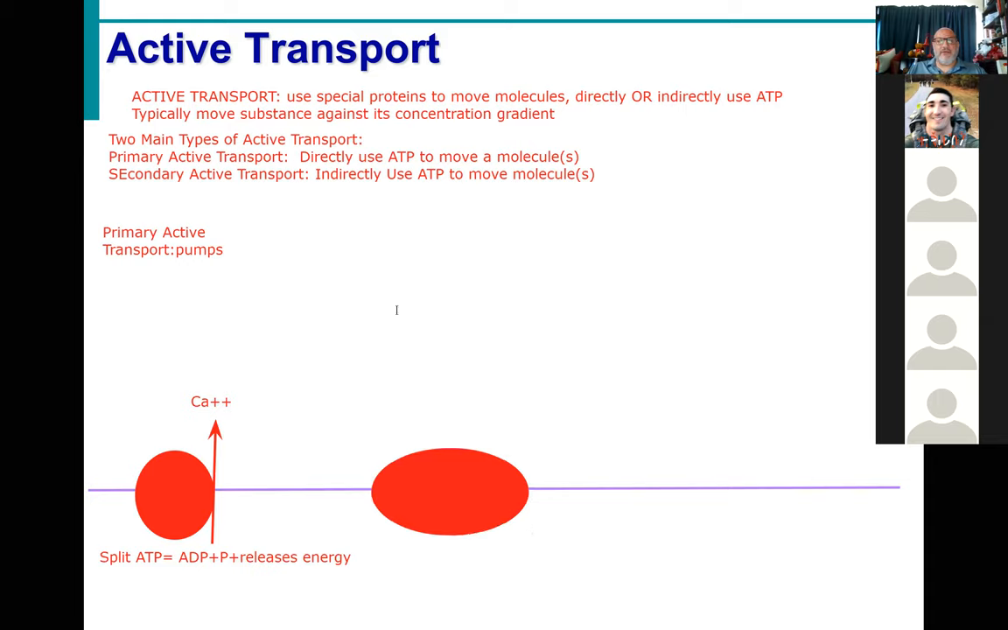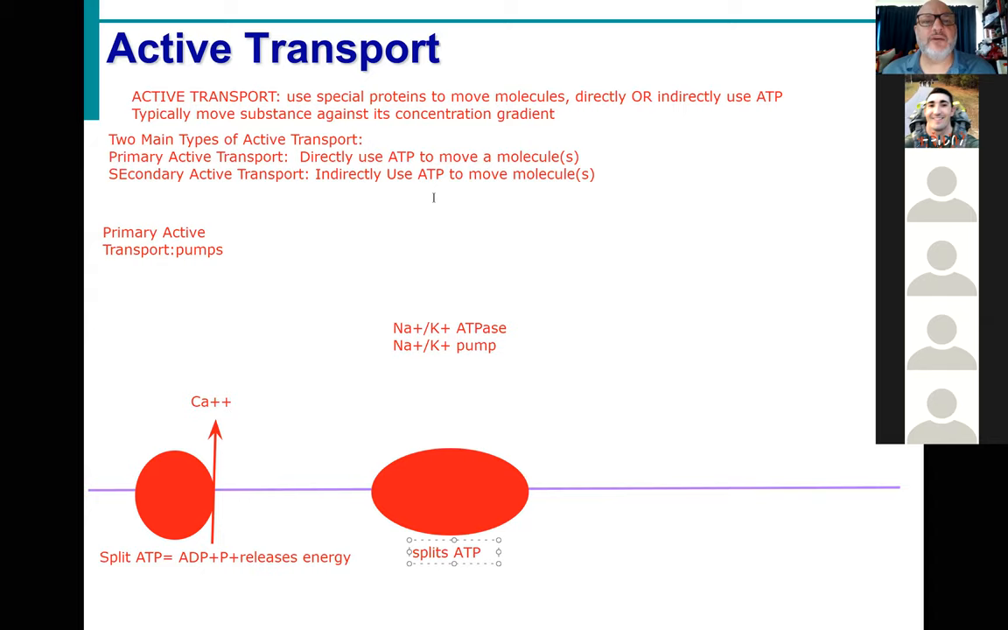We've also, as we talked about, the most common pump in the cells is the sodium potassium ATPase, or again, what we call the sodium potassium pump. Again, it uses ATP, it splits the ATP, and it uses that energy to do work.